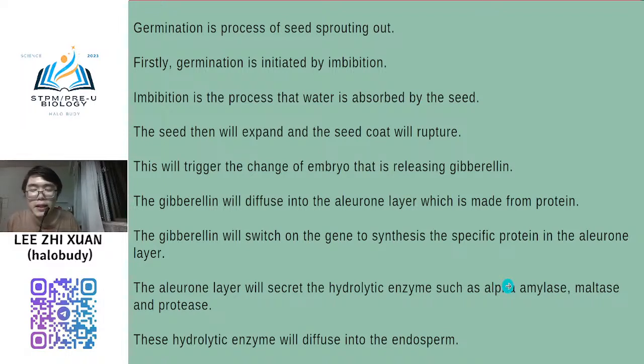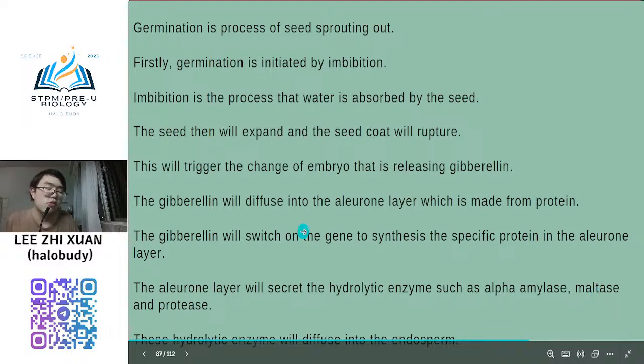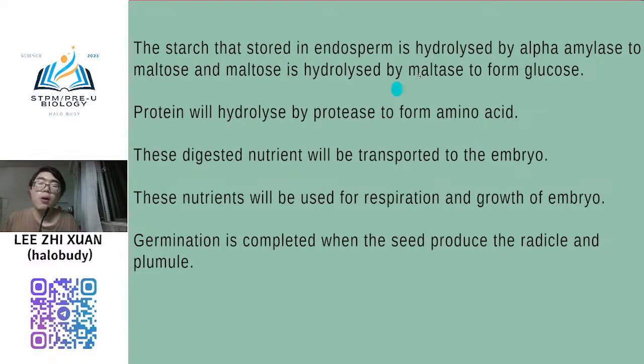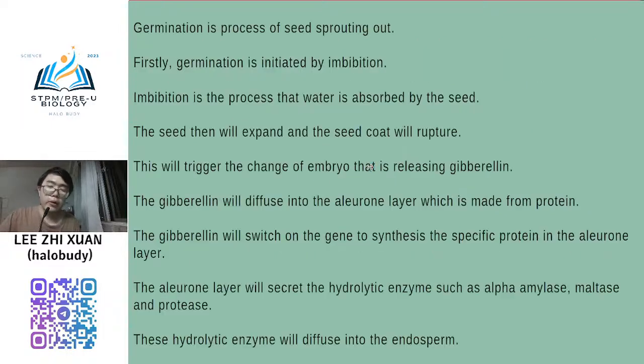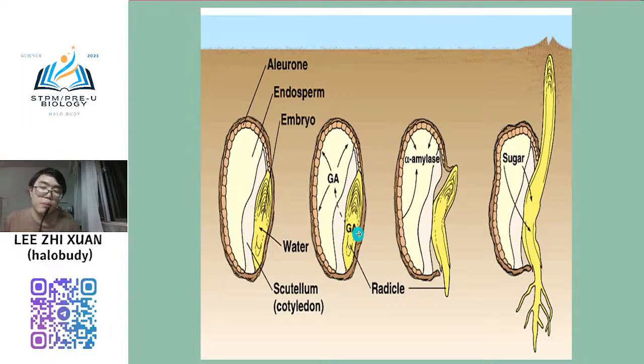Not only alpha amylase, but alpha amylase is the key enzyme that we produce from the aleurone layer. Besides alpha amylase, it will also produce maltase and protease, and diffuse into the endosperm to hydrolyze maltose to form glucose molecules. So all these organic nutrients will be transported into the embryo.